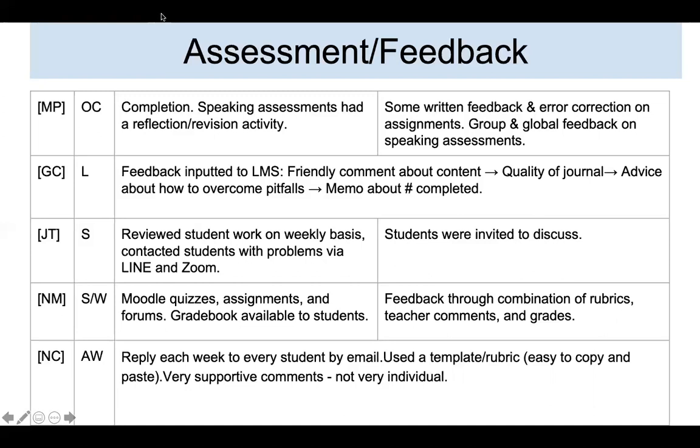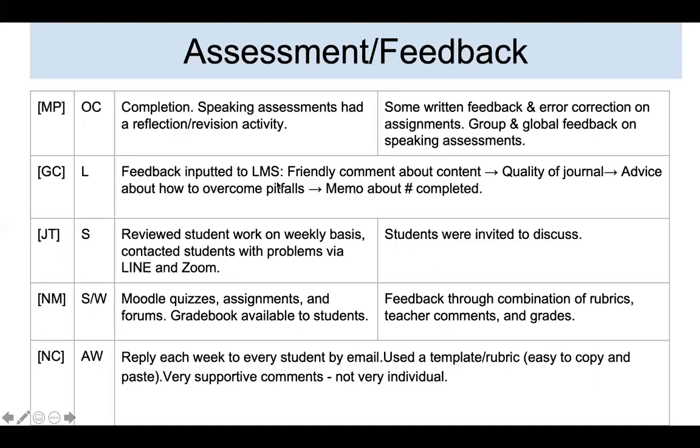Next, Gretchen. Right. So my assessment really was just an end of term assessment, in that I just counted how many journals they did. They had to do a minimum of 12. That said, over the entire term, I gave them a bunch of feedback. Feedback is key if you want the students to learn by themselves.